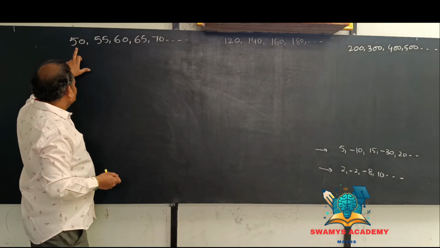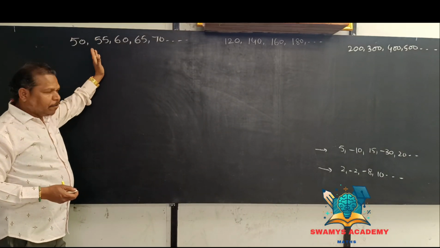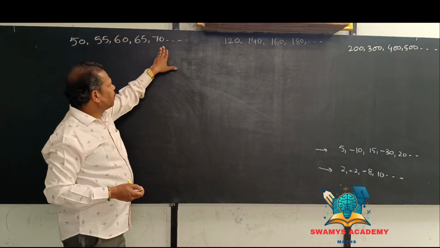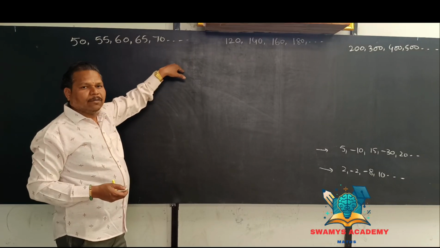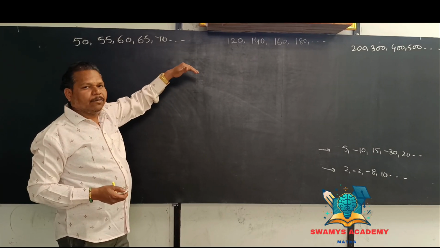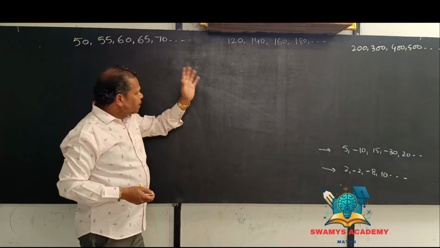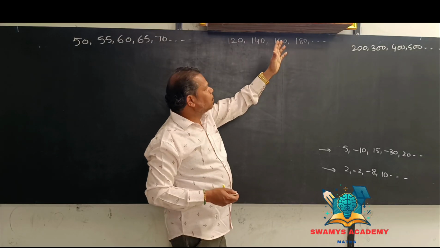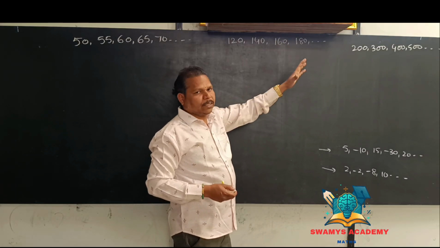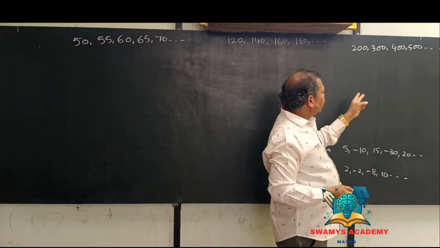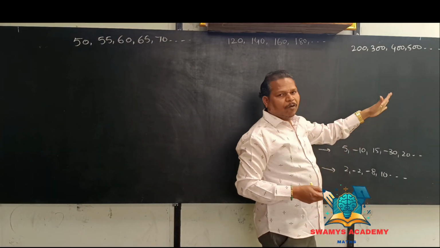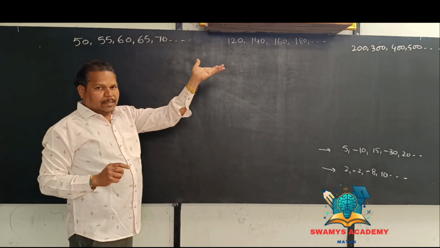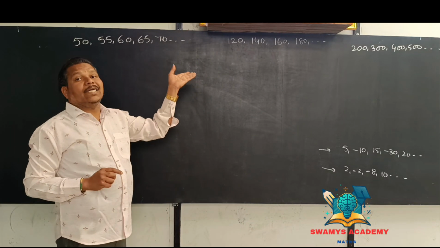Here it is arranged. 50 after that 55, 55 after that 60, 60 after that 65, 65 after that is 70. Next what will come? 75, 80, 85, 90, 95, like that will come. In this also we can say 120, 140, 160, 180, 200, 220, 240, 260, like that. In this also you can say 200, 300, 400, 500, 600, 700. Why? Because in these three sums, the first three terms are orderly arranged.